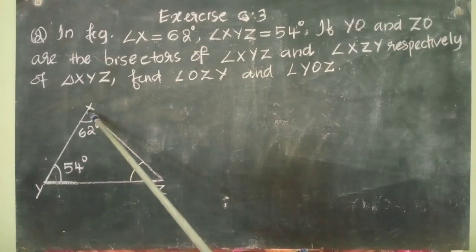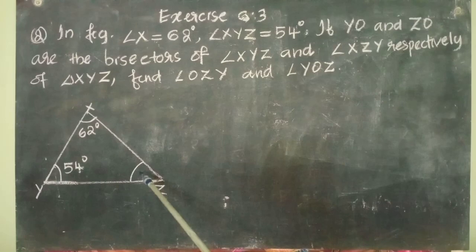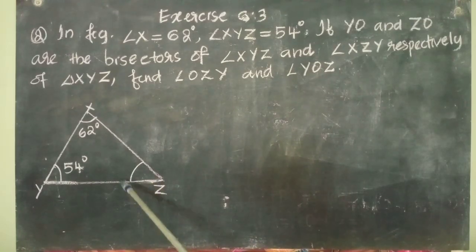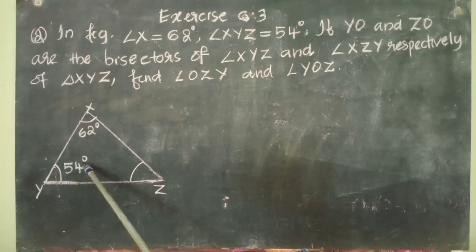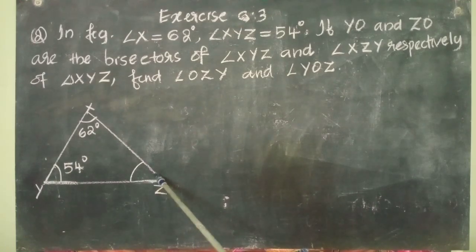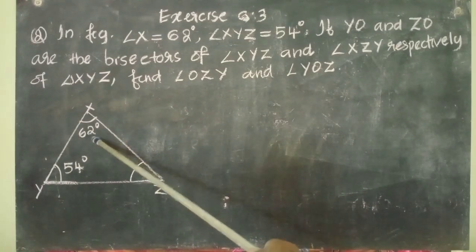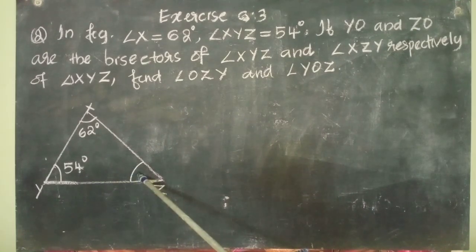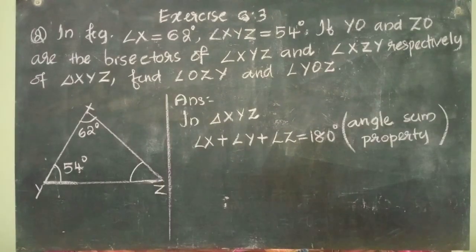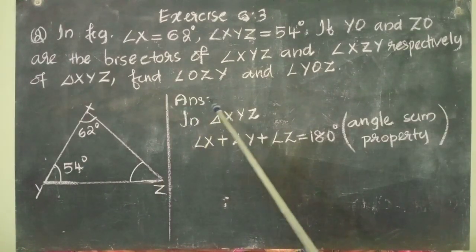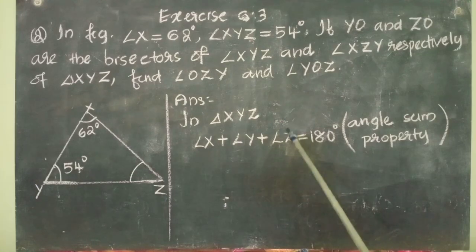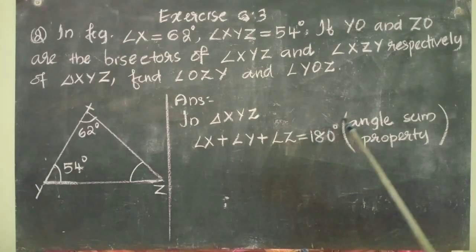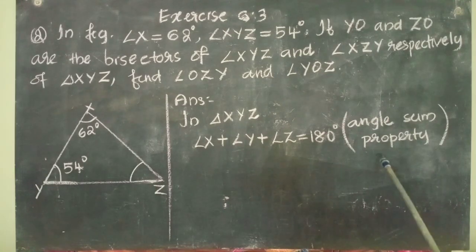Now you see the triangle XYZ. In triangle XYZ, angle X is 62 degree. Angle Y is 54 degree. Then what is about angle Z? If we add these three angles, we will get 180 degree by angle sum property. So let us write, in triangle XYZ, angle X plus angle Y plus angle Z equal to 180 degree. The reason is angle sum property.